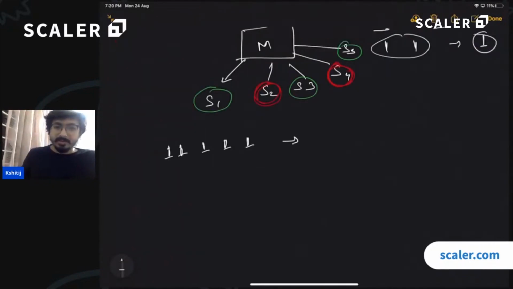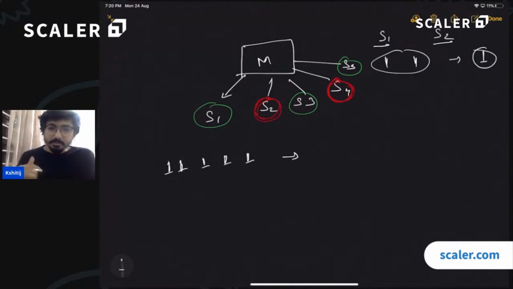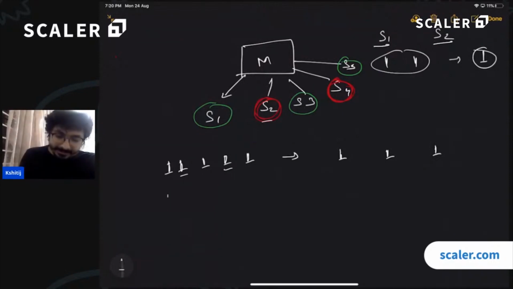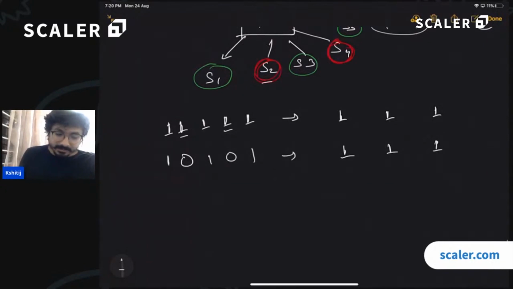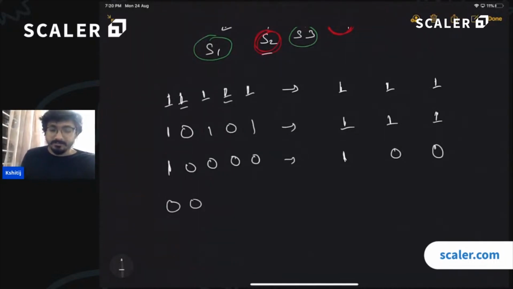Can you guys quickly write outputs with me? The output that we are going to get is S2 and S4. These 2 will be missed out. So the output that we get is 111. Then if I enter another number, let's say 10101, we are going to get 111. If I input, let's say, 10000, we get 1 and then 00, right? If I enter 00111, we get 0 and then 1 and then 1.